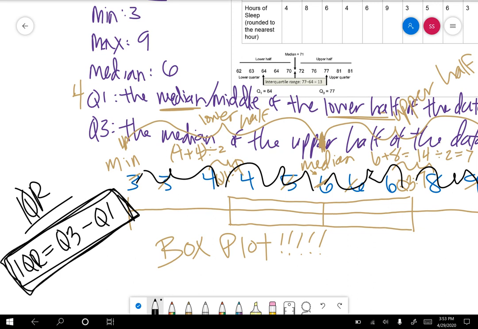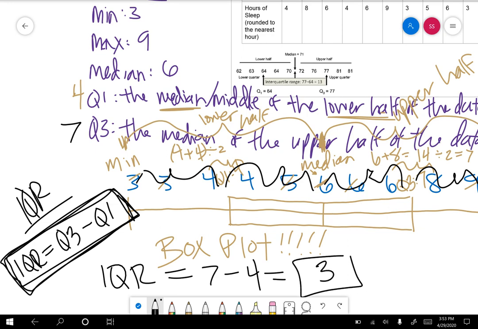Okay, so now let's do it. IQR equals. I forgot to write Q3 up here, but it was 7. So our Q3 was 7. Our Q1 was 4. We subtract those two and we get 3. What does the 3 mean though?